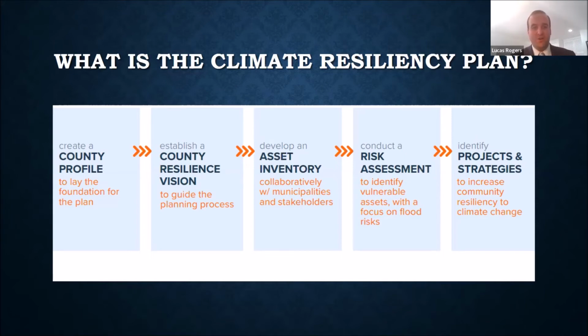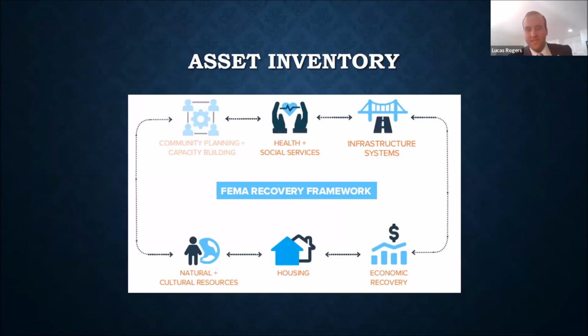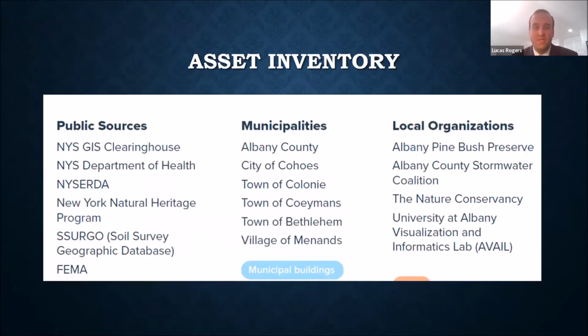So county profile, resiliency vision, and the asset inventory was the first major product of this report. It's based on and broken into the different FEMA recovery frameworks, health and social services, infrastructure systems, for example. What we did was a hybrid, a combination of pulling from public sources, many of which are listed here, but also relying on local knowledge. So in addition to significant stakeholder meetings and a municipal working group, which I'll speak to in a little bit more detail in a minute, we created an interactive mapper.